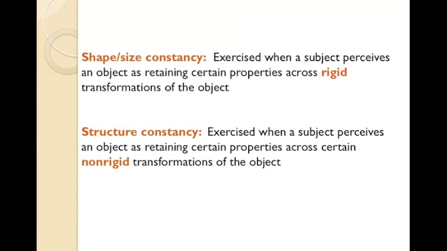So just to reiterate, the primary difference between structure constancy and the more familiar kinds of geometrical constancies is that the more familiar types of geometrical constancies involve perceiving an object as retaining certain properties across rigid transformations, whereas structure constancy involves perceiving an object as retaining certain properties across non-rigid transformations.